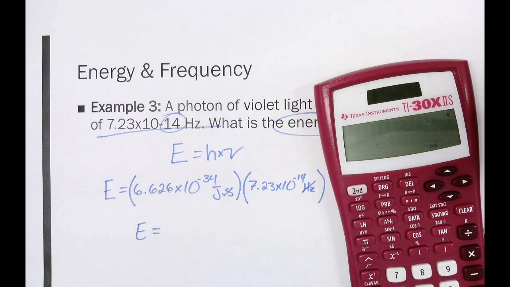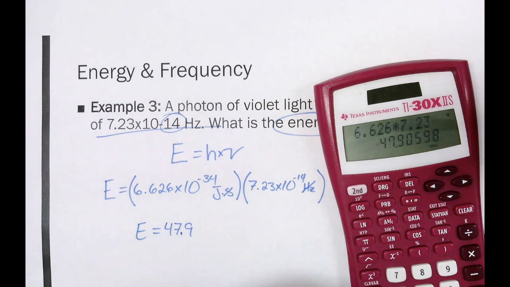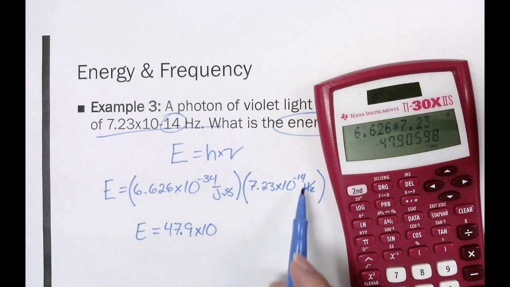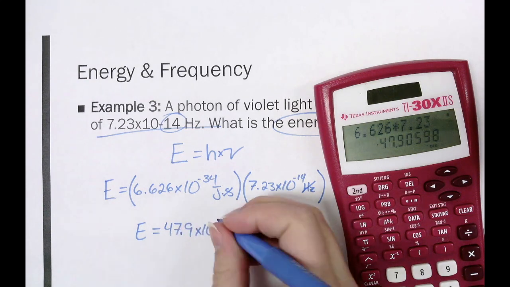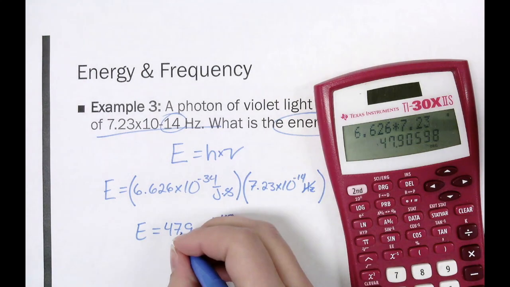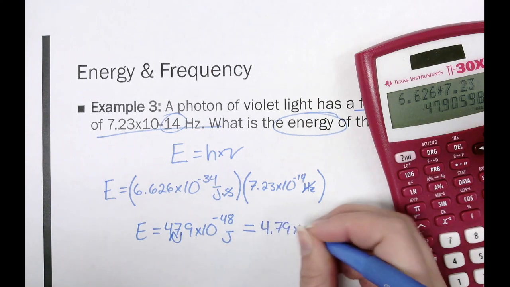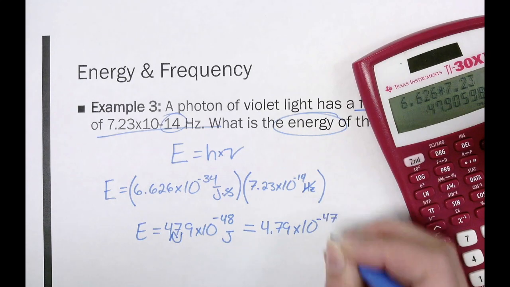Now we'll do our calculation. Again, when we are doing arithmetic with numbers in scientific notation, first thing, just multiply the first two numbers. 6.626 times 7.23, and we get 47.9, three significant figures, times 10. If we are multiplying, we can just add our exponents. Negative 34 plus negative 14 is going to be negative 48 joules. Now, this isn't correct scientific notation. We're going to need to move the decimal one spot, and this is going to become 4.79 times 10 to the negative 47th joules.